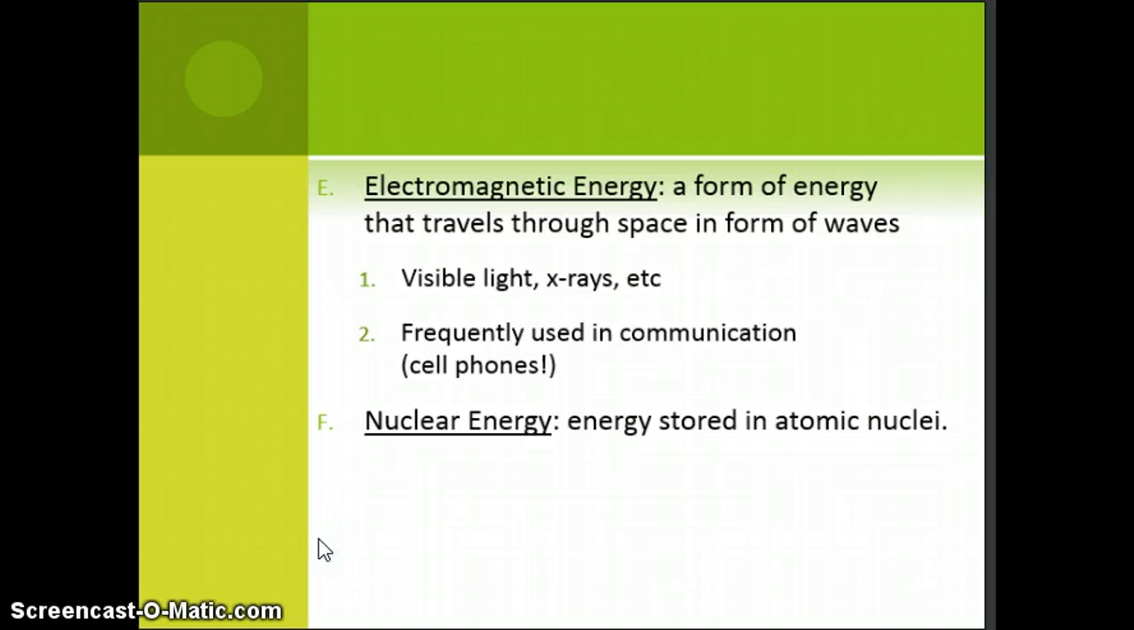Nuclear energy is the energy stored in atomic nuclei. We've already talked about that in semester 1, but we've got nuclear fission and we have nuclear fusion.